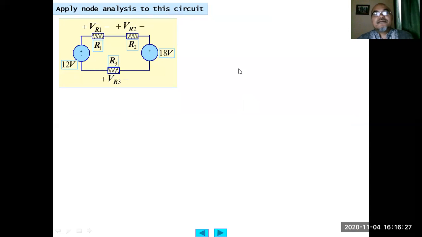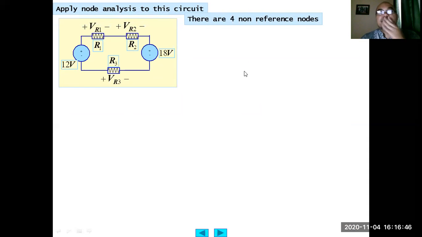Okay, so let's consider this circuit having three resistors R1, R2, and R3. A single loop circuit, having two sources, 12 volt and 18 volt, and apply node analysis to this circuit. So here you have 4 non-reference nodes, if we take this as the reference.